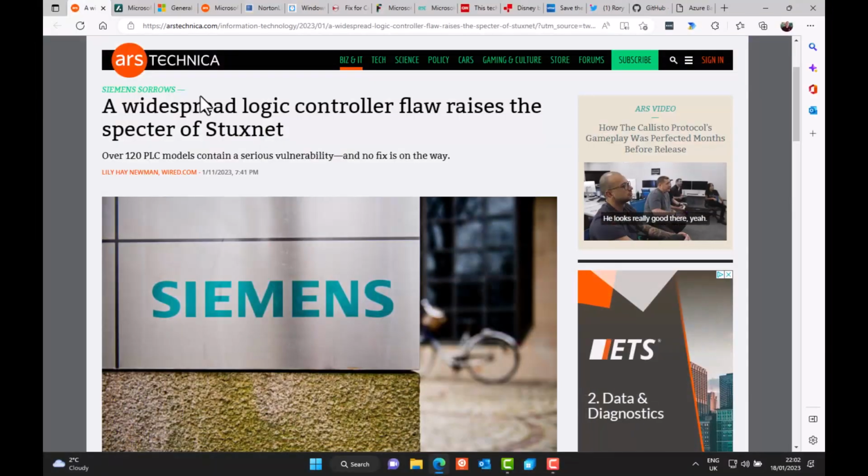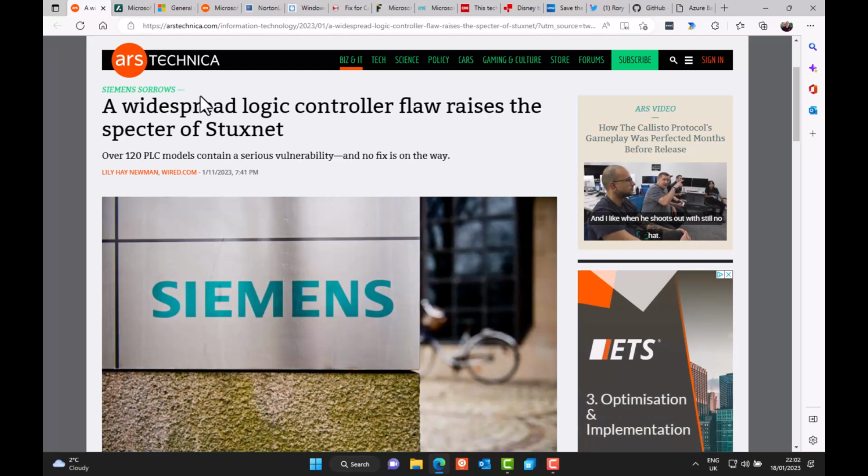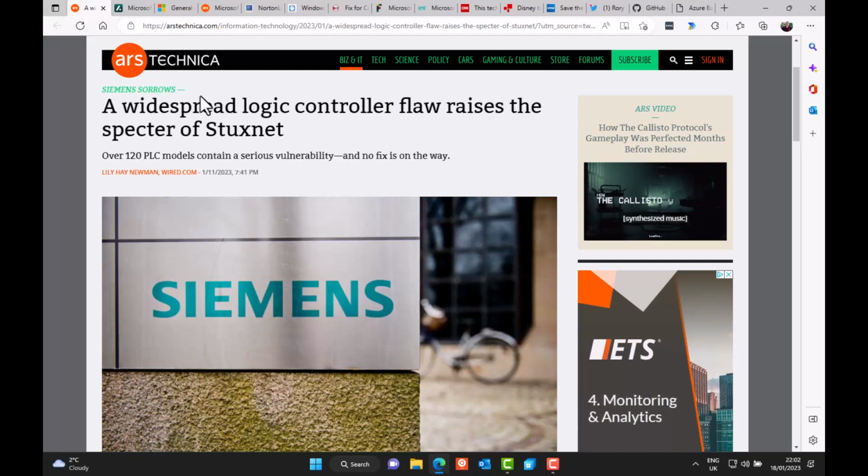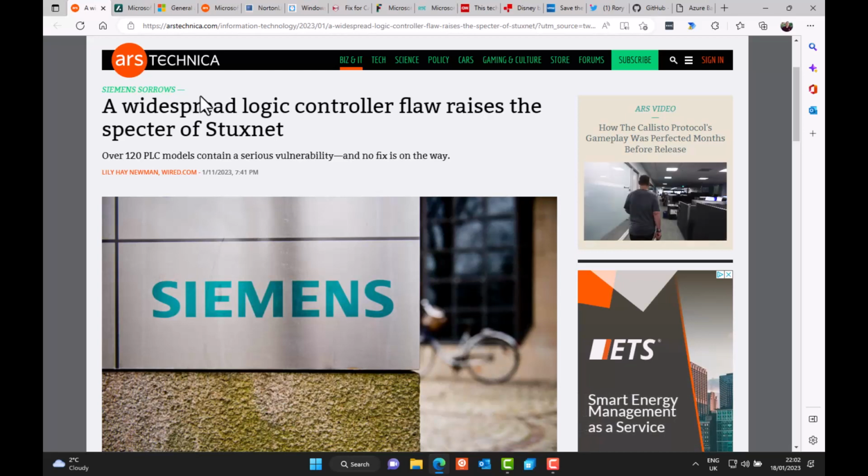If your organization uses Siemens Simatic S7-1500 series appliances, you better get your arse in gear to get rid of them. They contain a vulnerability that can be exploited by an attacker to silently install malicious firmware on the devices and take full control of them.